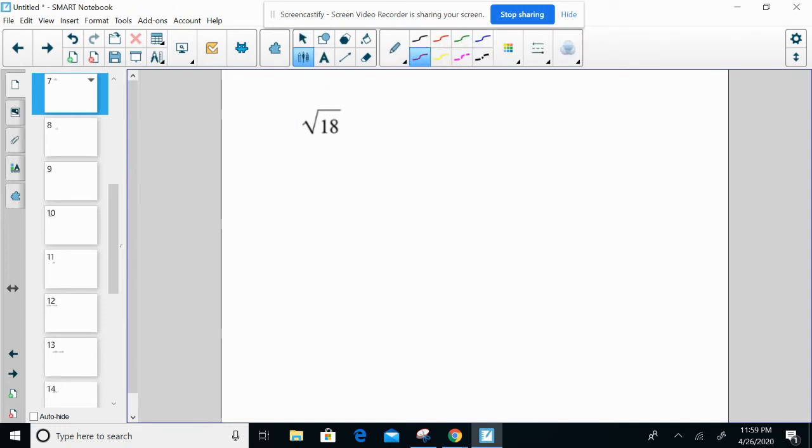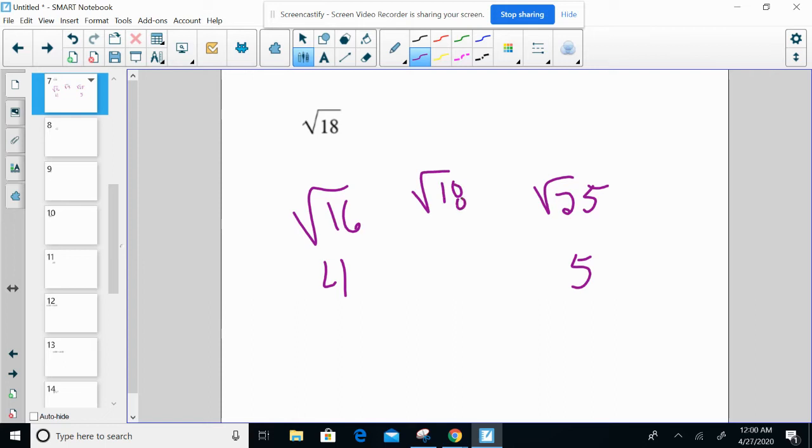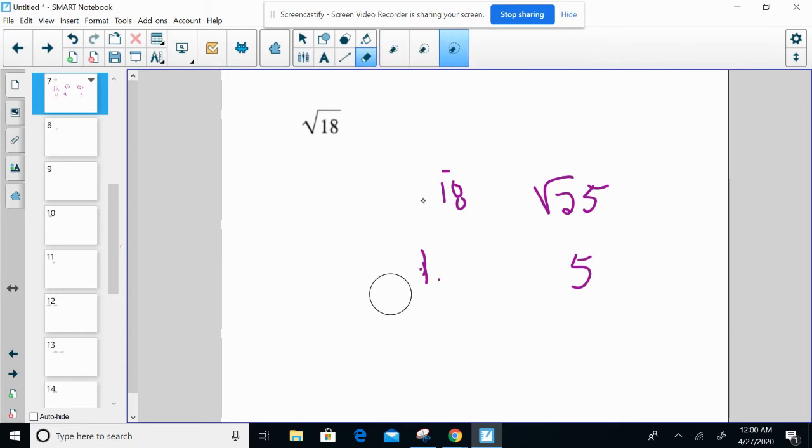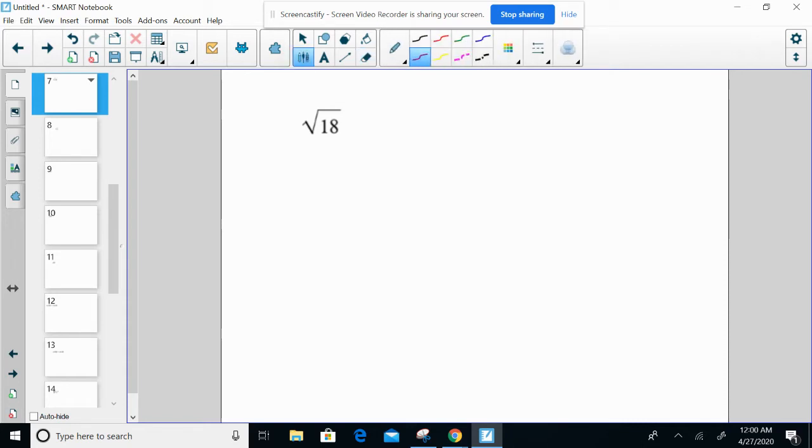So think about it this way. Square root of 16 gives us 4. Square root of 25 gives us 5. So square root of 18 is in between here, right? So that means it's going to be 4 point something if we were to put it into our calculator. But again, that's not what we want to do. So how are we going to break this down?